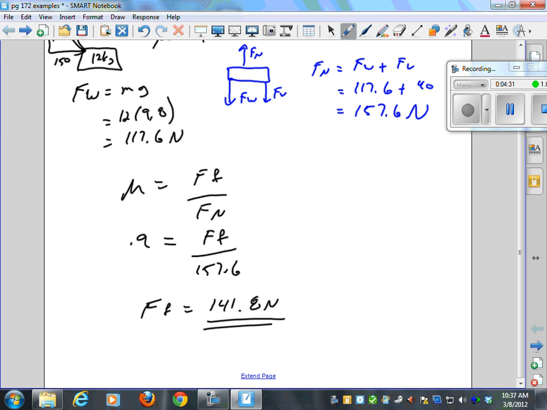What does this mean? Well, it didn't ask me this in the question, but since the applied force is bigger than the friction force, what does that mean? It means that there's a net force, right? In fact, the net force is going to be 150 minus that 141.8. There's a net force of 8.2 newtons, which means the guy's actually accelerating like Zach wants to with his lawnmower.